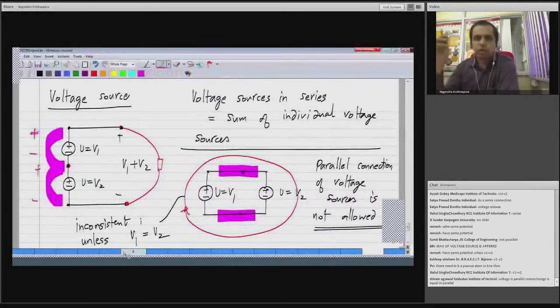There were also other answers like the maximum of the two voltages will appear. No, that is not correct. This connection is simply not allowed.